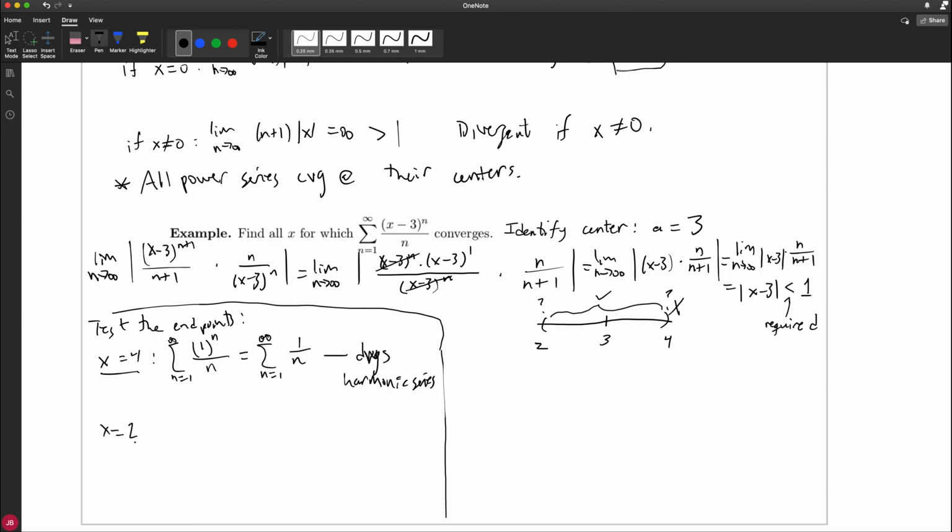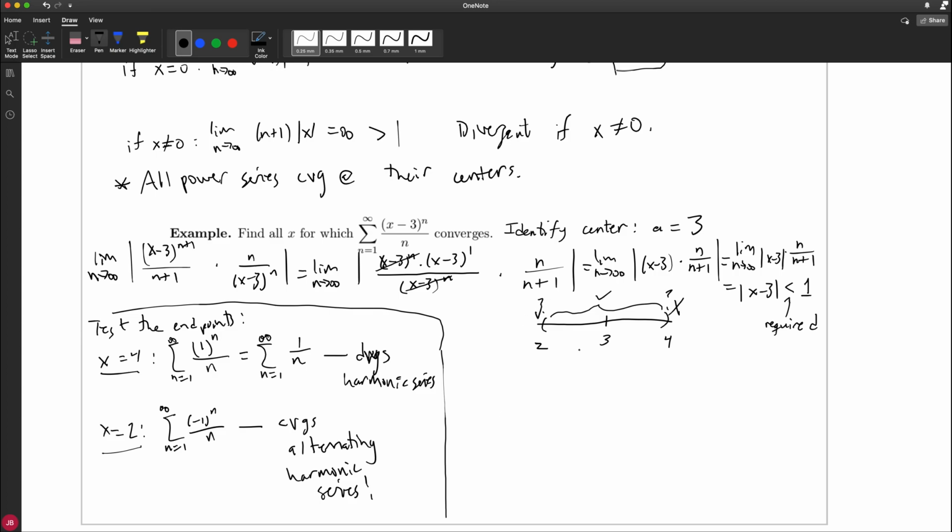Now let's plug in x equals 2. We get the sum n equals 1 to infinity. Now go back to the original power series. If you plug in x equals 2, what do you get? You get the sum n equals 1 to infinity of minus 1 to the n over n. And what do we think about this? Does this converge or diverge? I think it converges. This is a well-known alternating series called the alternating harmonic series. And so we get a check mark at 2.